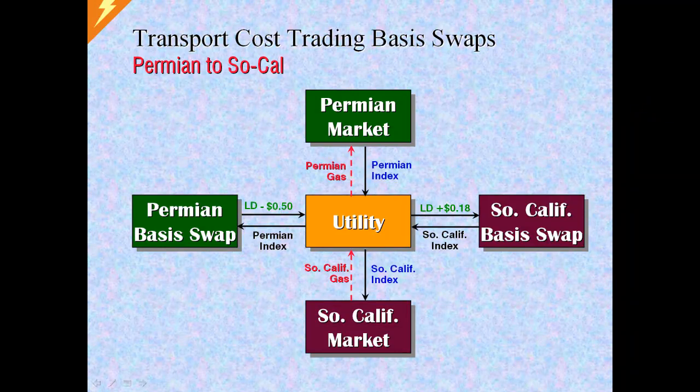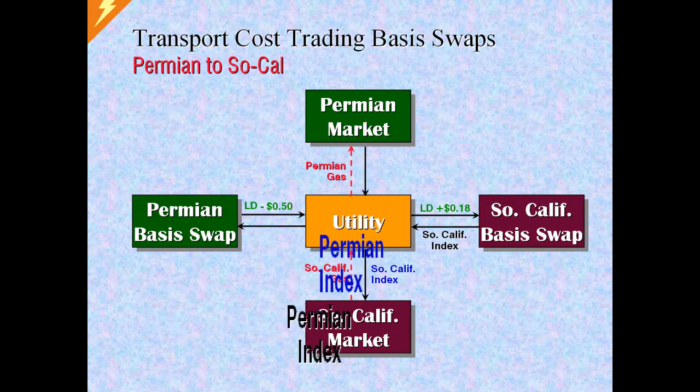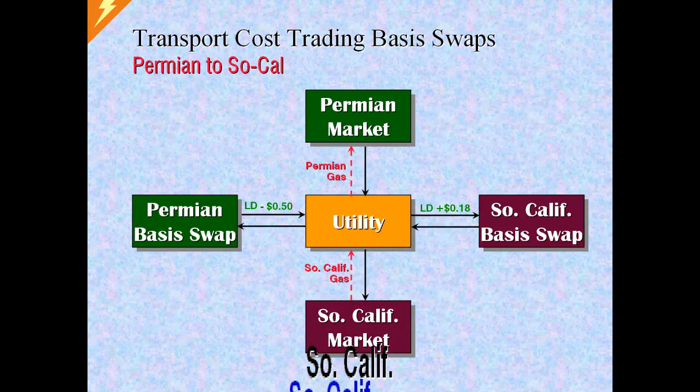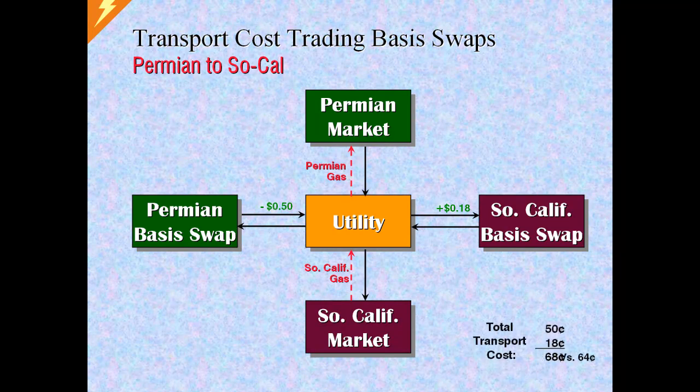Note that the utility is fully hedged. There is no index price risk. Permian index inflow offsets Permian index outflow. SoCal index inflow offsets SoCal index outflow. And the same for LD. Everything has been offset. What remains is the moving of gas from Permian to Southern California. Receiving a negative 50 cents is the same as paying a positive 50 cents. This totals 68 cents, which is more expensive than the 64 cents cost of flowing gas on the pipeline.